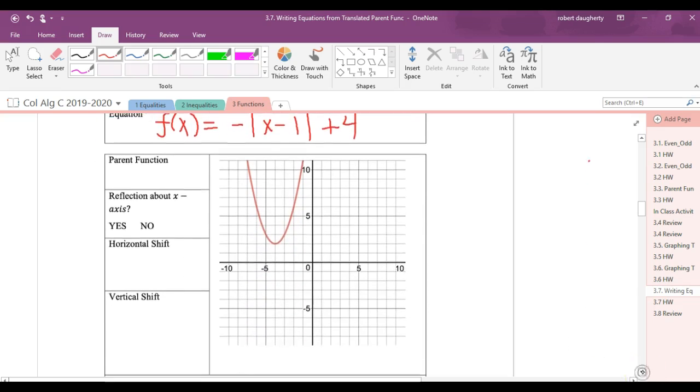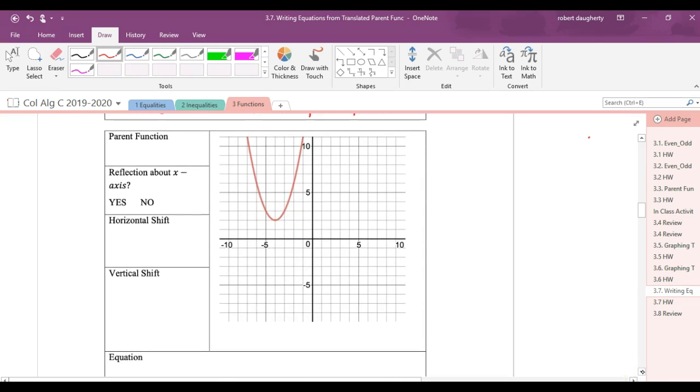Okay. Let's look at the next one. What is the parent function here? Yeah, this is x squared. Has it been reflected about the x-axis? No. Okay. Has it moved horizontally? Where did it move? Yeah, 4 to the left. Did it move vertically? Yeah, it moved up 2.